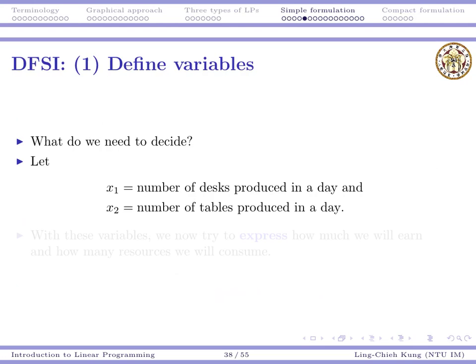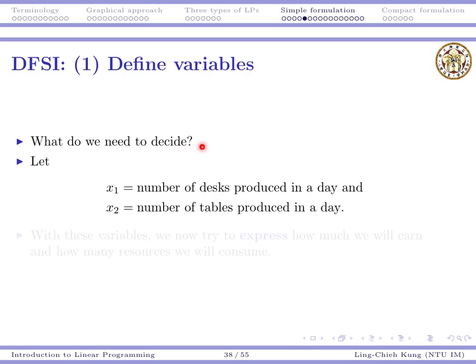According to what we mentioned about the DFSI principle, the first step is to define decision variables. We need to ask, what do we need to decide, or what do we want to know when we are going to make decisions or to conduct operations?